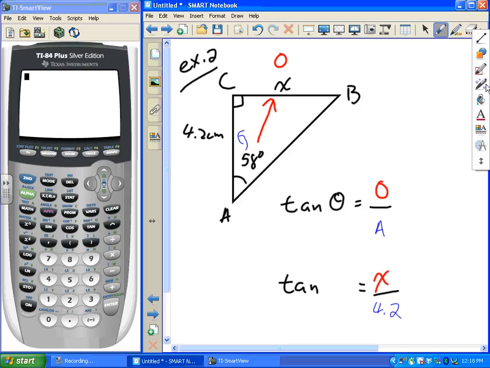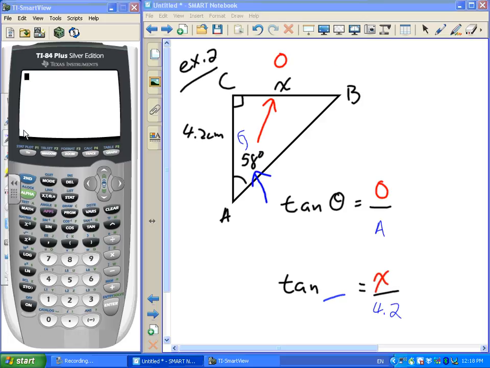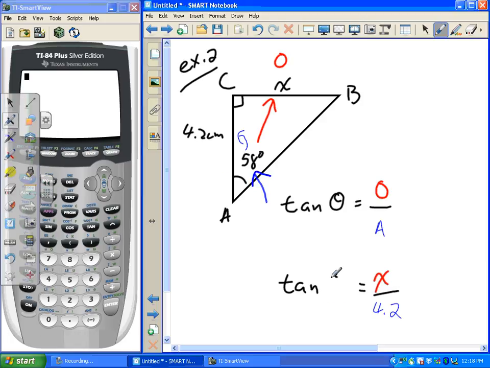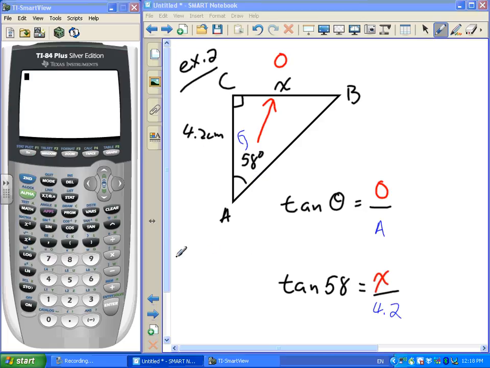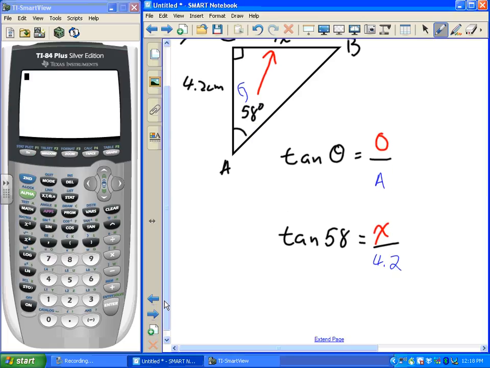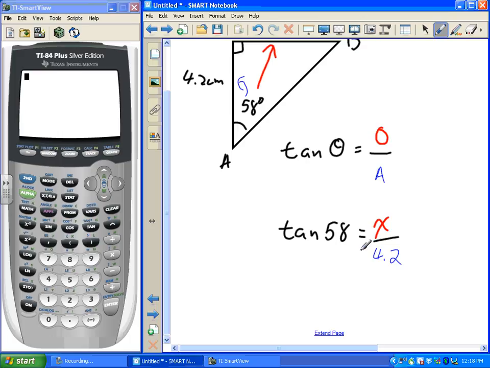And finally, theta. Do we have a measurement for theta? Yeah, what is it? 58 degrees. So let's replace theta with 58 degrees. Okay? So now I'm trying to solve for x. And we're going to do this one step at a time. First of all, I have tan 58. That means I can solve for it. I can solve for tan 58.